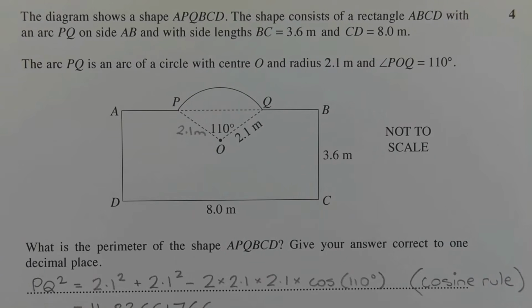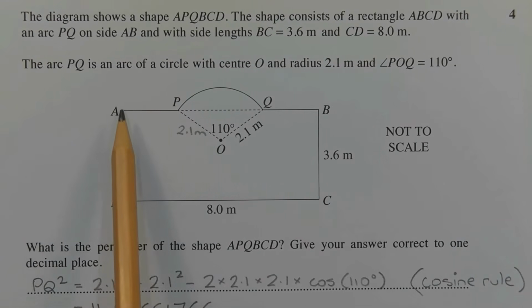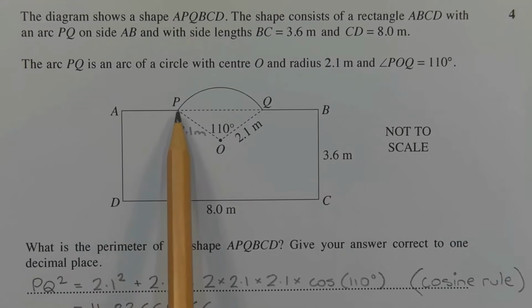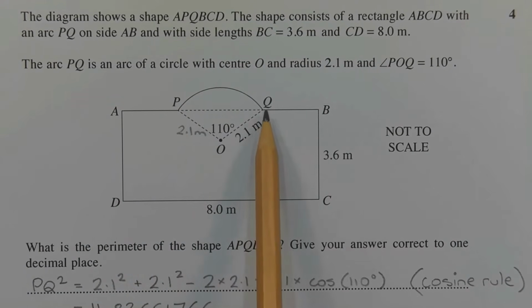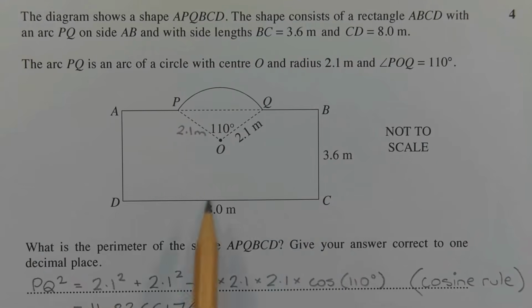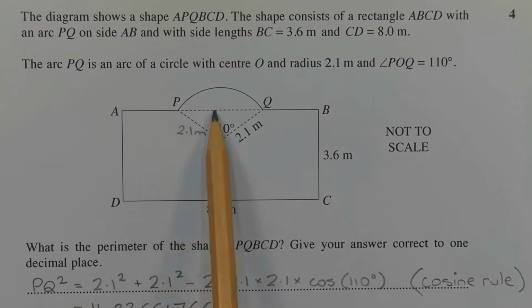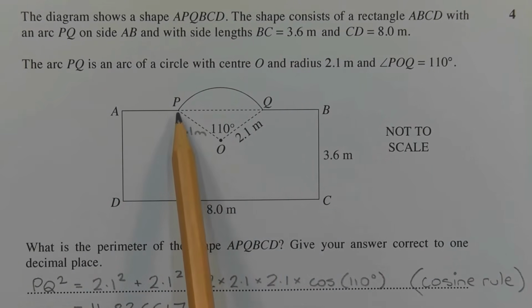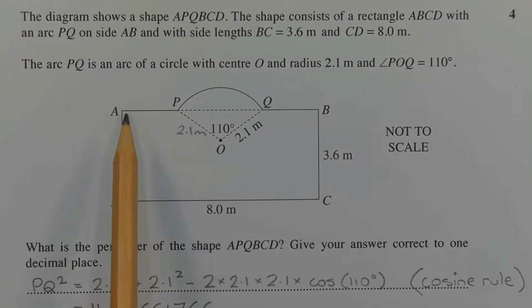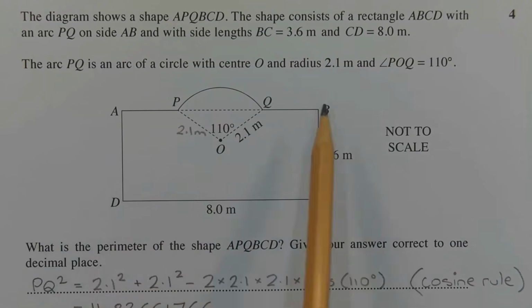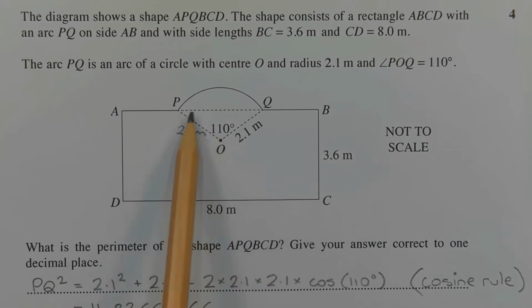The question is asking for the perimeter of this composite shape, starting from A along to P and then along arc length PQ, and then from Q to B, B to C, C to D, and then D back to A. So in effect, we have a rectangle with a piece cut out, that's the dotted line PQ, replaced with arc PQ. So the strategy is to start off with the perimeter of the rectangle, take away the straight side PQ, and then add on arc length PQ.